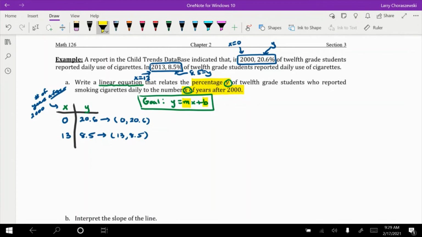All right, I'm going to jot down my solution to part A. Let me know if you have any questions along the way.